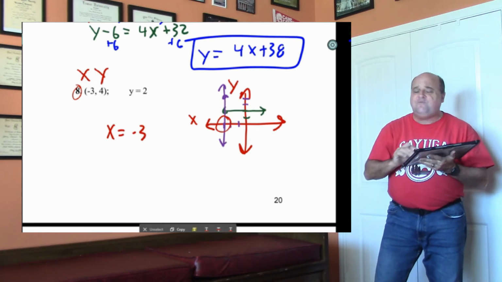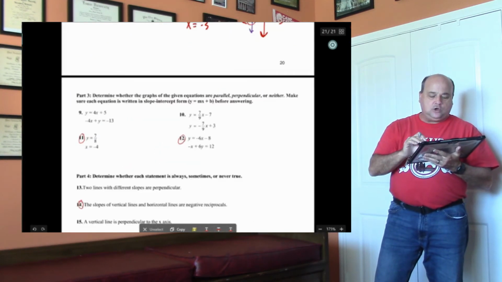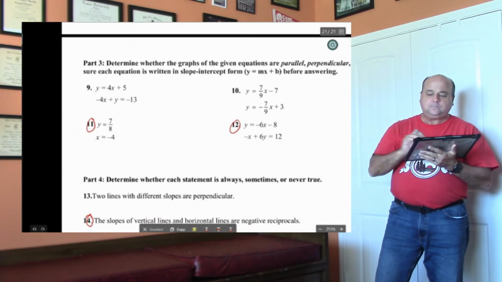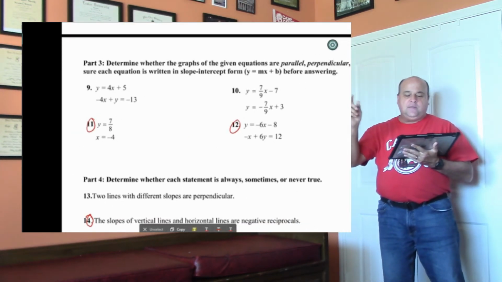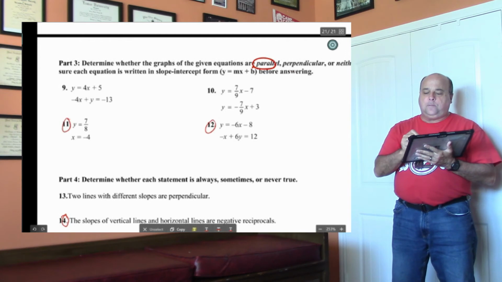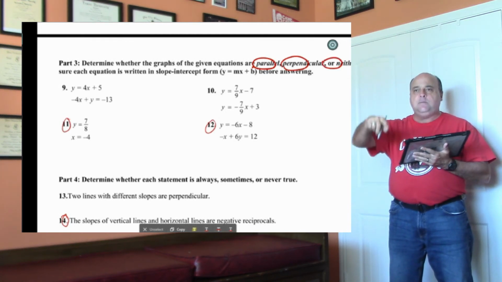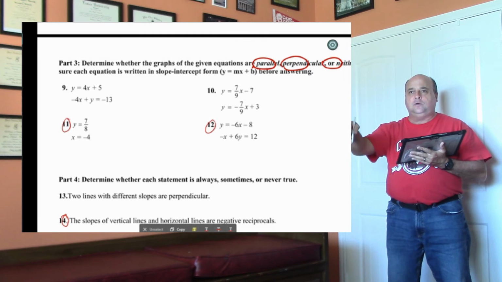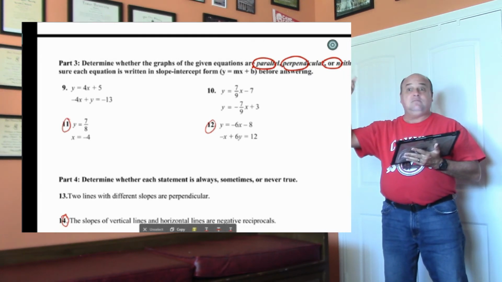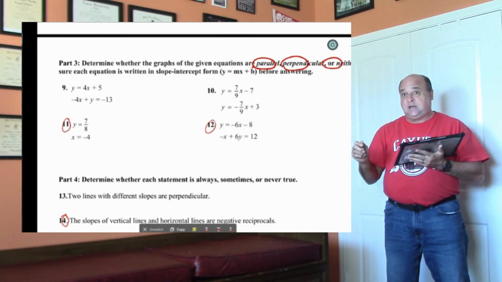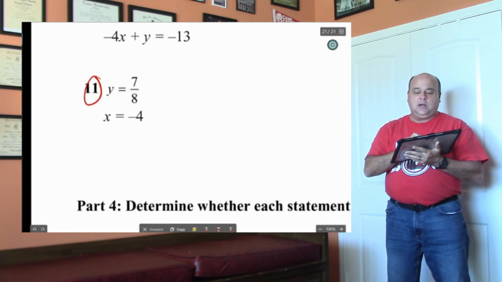Fun, fun, fun. Now then, let's go to number 11. Determine whether the equations of the graph are parallel, perpendicular, or neither. So if it's parallel, the slopes are the same. Perpendicular, opposite reciprocals. Neither is going to be, it doesn't fit in either of those categories. So let's go to number 11.